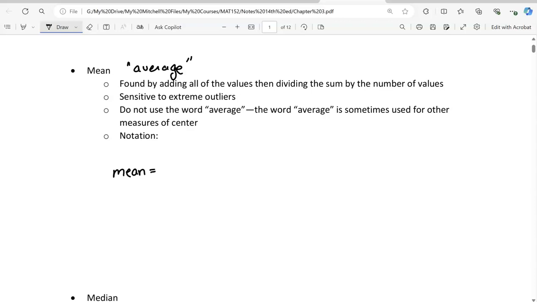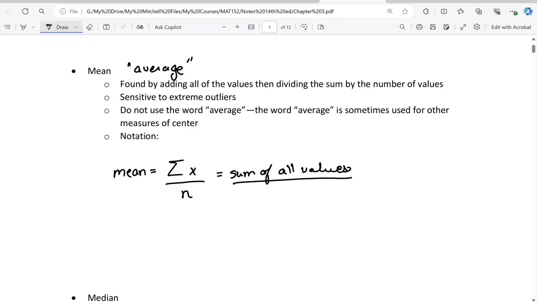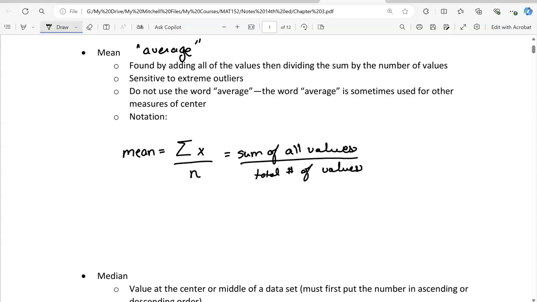When we talk about the mean, we're taking the sum of all the values and we're going to divide by how many we have. So let's talk about our notation here. That funny looking E means sum of. So we're going to sum up all of the values. That's what the X means. Then we're going to divide by the total number of values. And that would give us the mean.